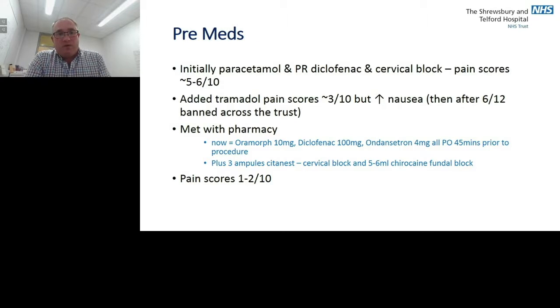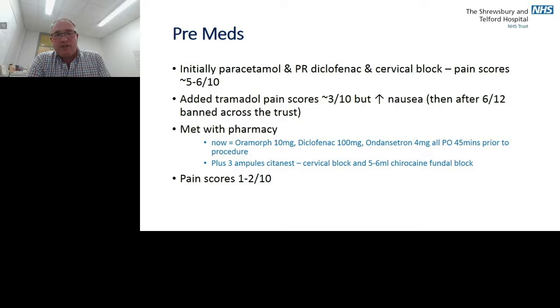When we look at the medication, when we first started these procedures 6 or 7 years ago, we initially used paracetamol and PR diclofenac along with a cervical block and had pain scores of 5 to 6 out of 10. Shortly after that, we added in tramadol and the pain scores reduced to around 3 out of 10, but we found we had more nausea in our group of patients. And then around 6 months after starting to use the tramadol, the trust withdrew tramadol altogether, so we could no longer use this.